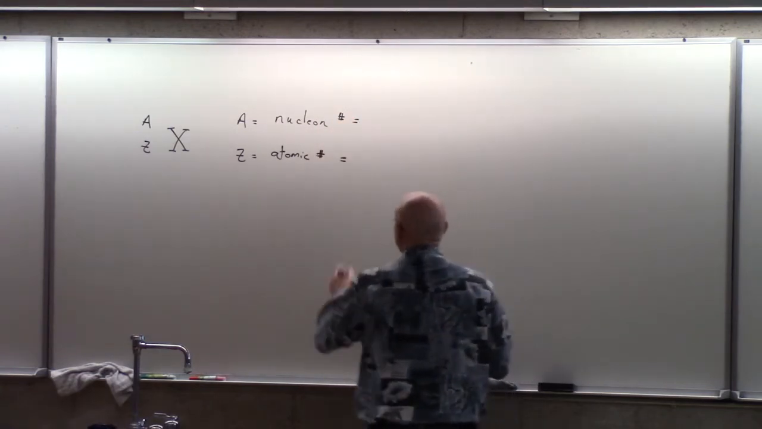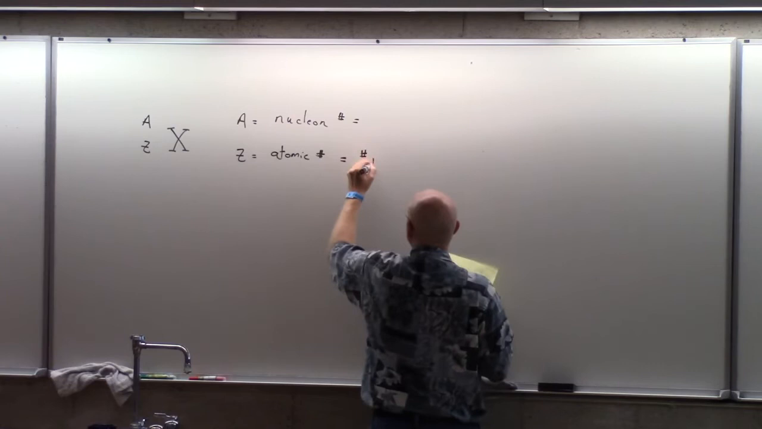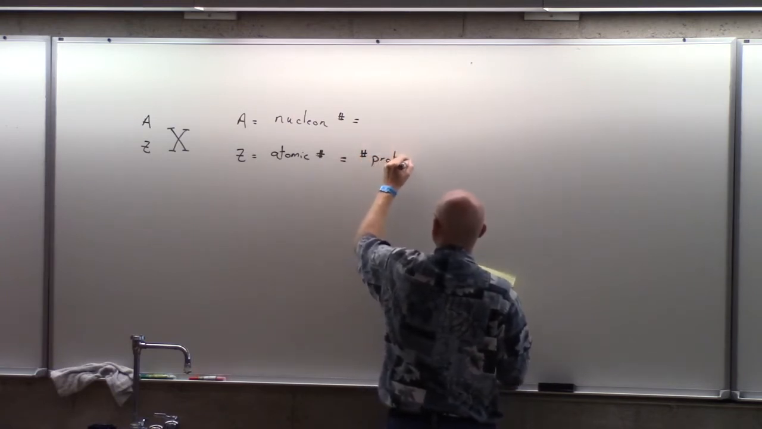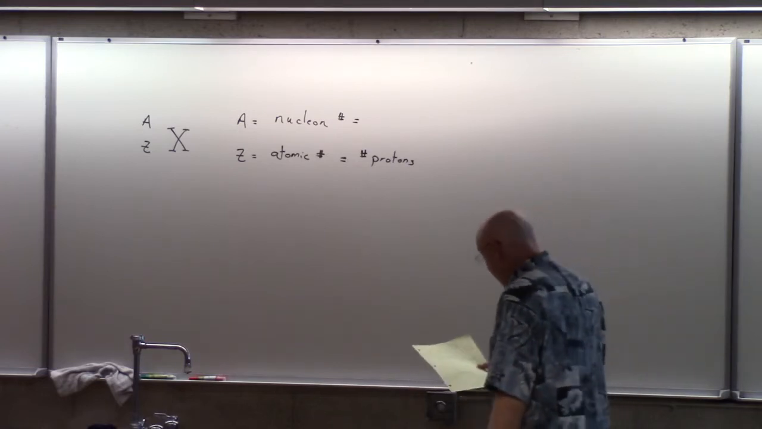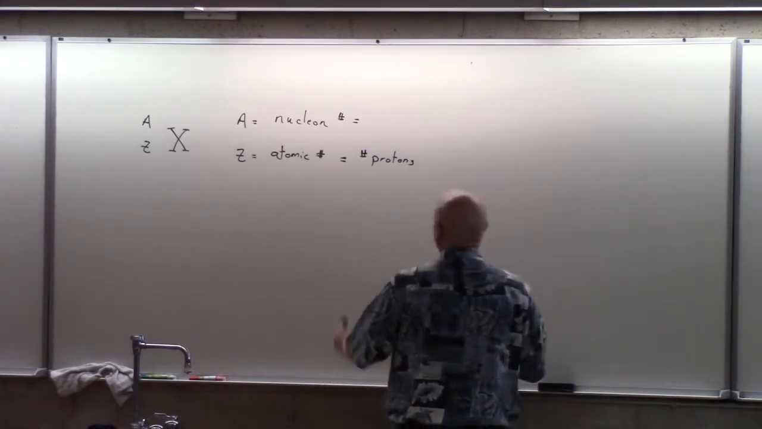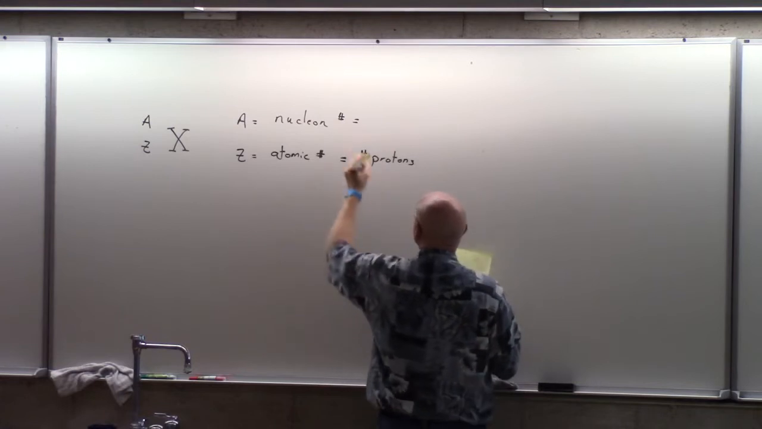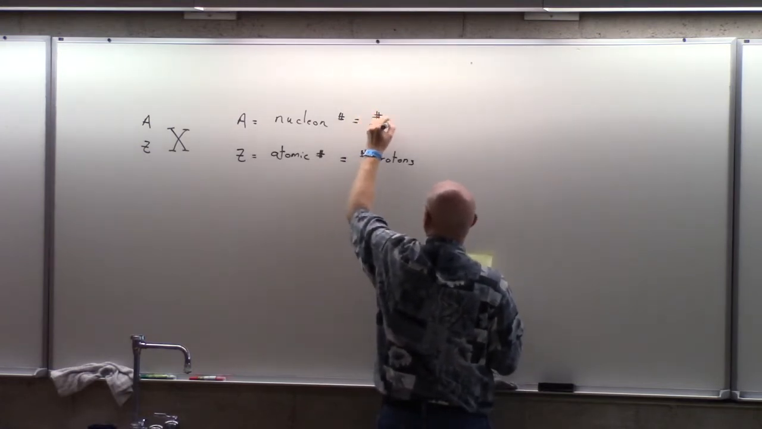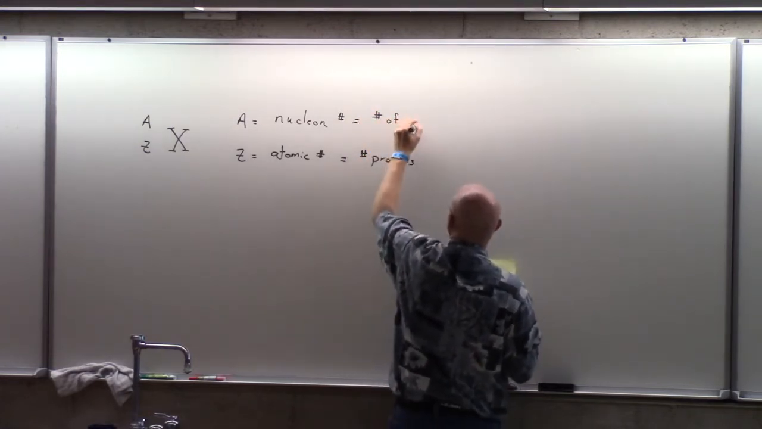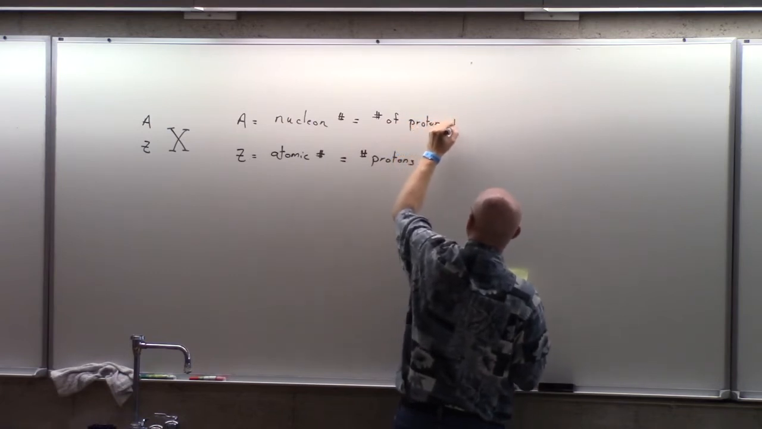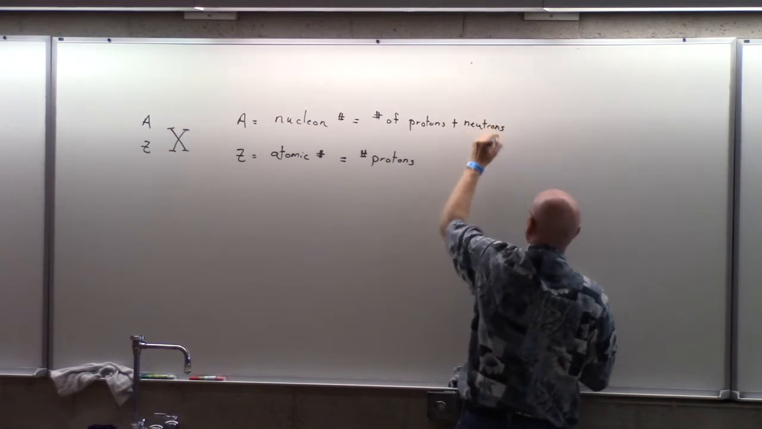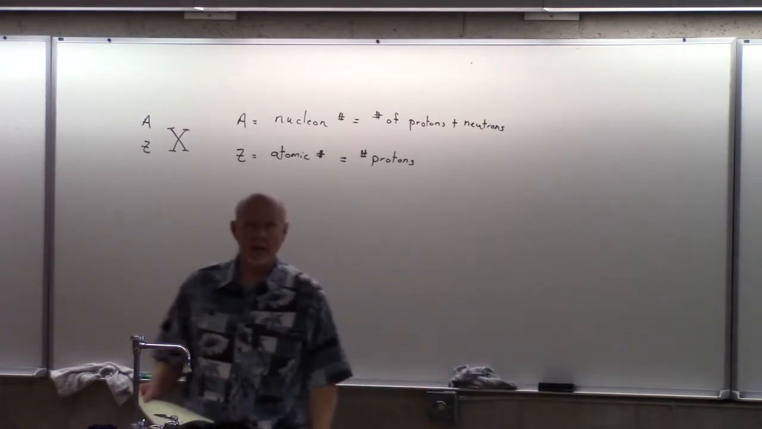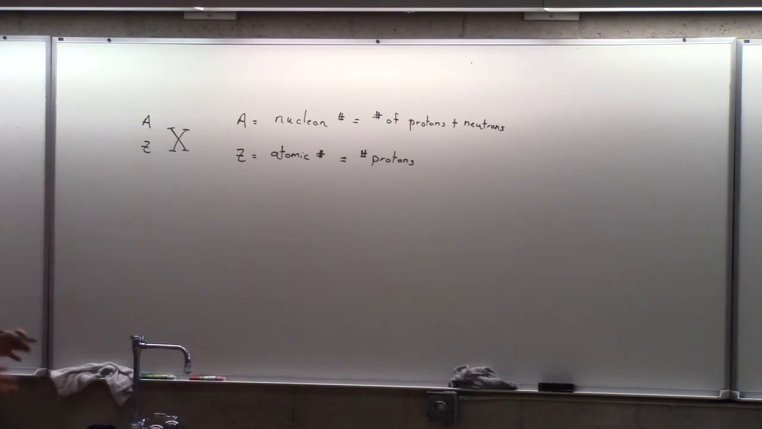And the atomic number simply is the number of protons. How many protons are in that nucleus? And the nucleon number is actually then the number of protons plus the number of neutrons. That's what I was trying to say here in this little picture and this little discussion.